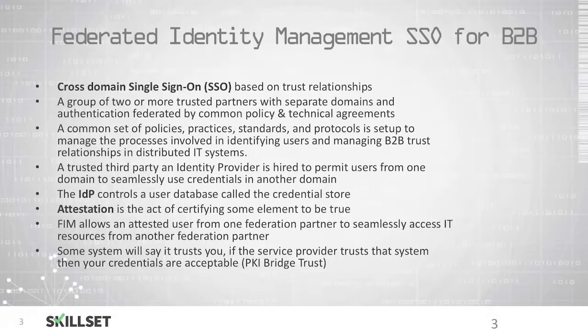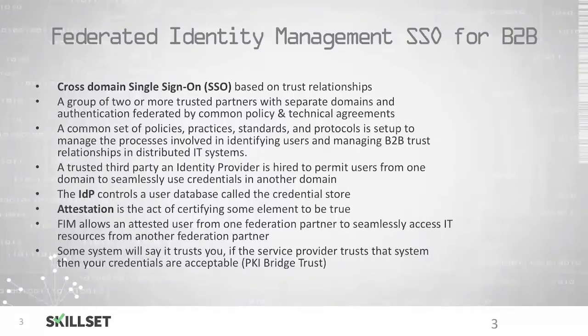We can use federated identity management single sign-on technology for business-to-business relationships. If we have a trust relationship between two domains or two organizations, we can create cross-domain single sign-on or SSO. For this to work successfully, we would need two or more trusted partners with separate domains. We have to make sure that there are common policy and technical agreements in place to make sure that our systems are compatible and that we have a common set of practices and standards in order to process our identification process for users and how we can manage the business-to-business trust relationships in these systems.